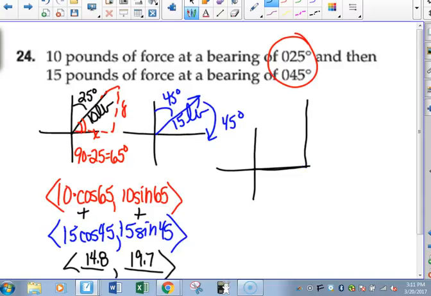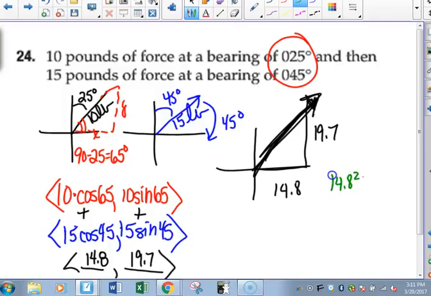Okay. That means what the resultant looks like is a vector that is going over 14.8, which I realized was not a good picture at all, and up 19.7. Those are the components of it, but this is the actual path. Its magnitude is just the length, so what are we going to do? Pythagorean theorem, always. And it will have the same label as the 2 forces did, so pounds of force.